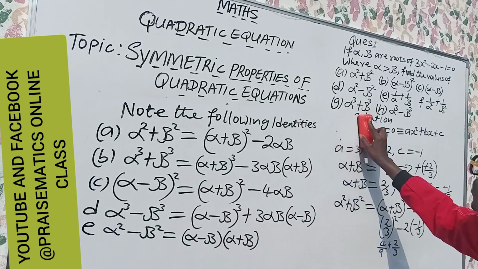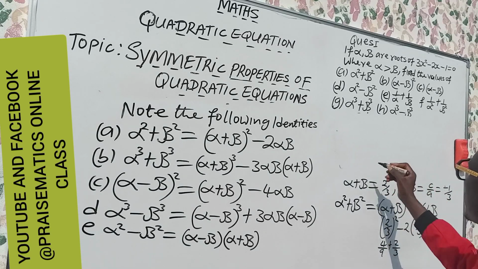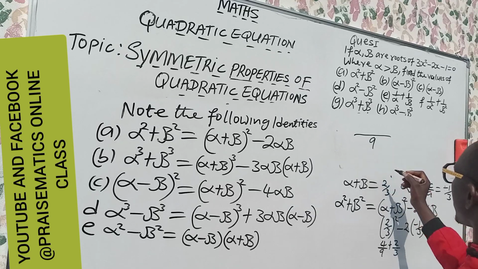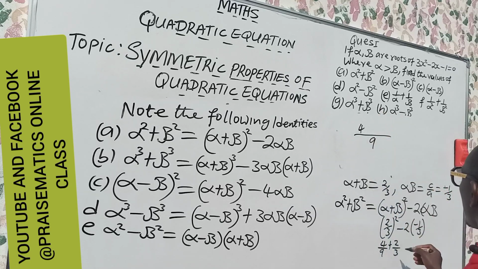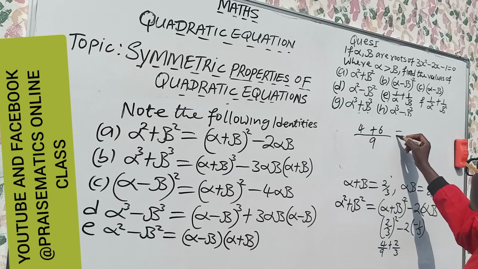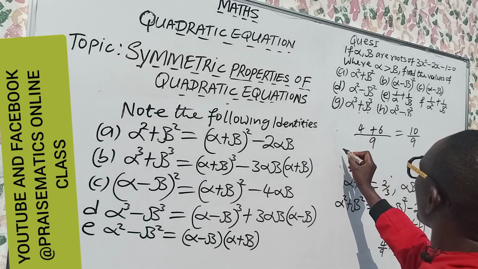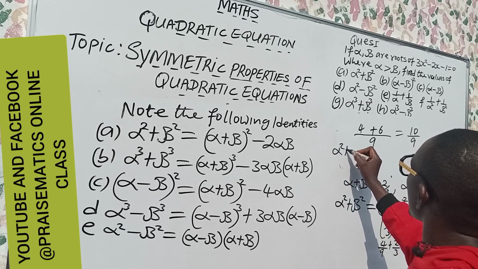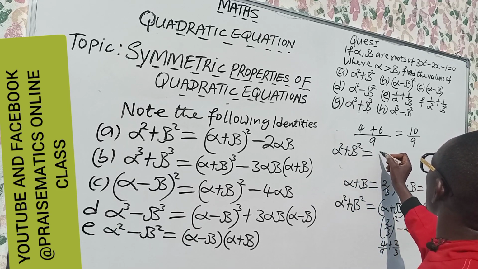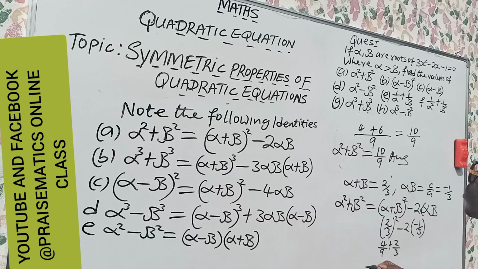Now, coming back to this again, we have 9 as LCM. 9 goes into 9 one time, this will give us 4. 3 goes into 9 three times, 3 times this will give us 6. So that means this is equal to 10 over 9. That means our alpha square plus beta square is equal to 10 over 9. And that is our answer. So that is how to solve it.